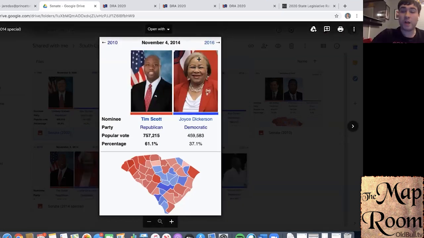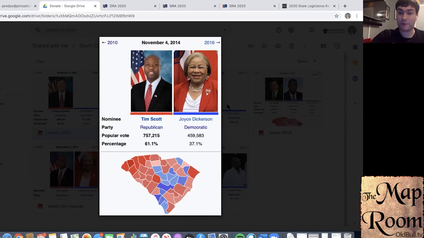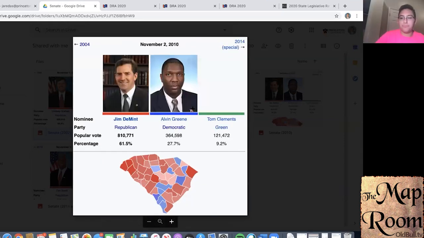Mm-hmm. And I do want to interject here real quick, just to underscore how bad Alvin Green was, he raised literally no money. He raised $0. He was outraised by the Green Party candidate. That's the reason why you see those areas. Not only was he such a bad candidate, he literally raised nothing. That's why you see a Green Party candidate getting about a third of the margin that he got.